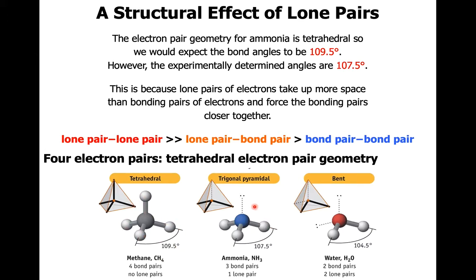If we have 3 bond pairs and 1 lone pair, we get this trigonal pyramidal. But more than that, since this lone pair is huge, it squeezes the bond pairs closer together, so this angle shrinks. And then in water, since we have 2 big lone pairs up here, the angle gets squeezed down even more. So we go from 109.5 to 107.5 down to 104.5. The angle shrinks as we go from CH4 to NH3 to H2O.